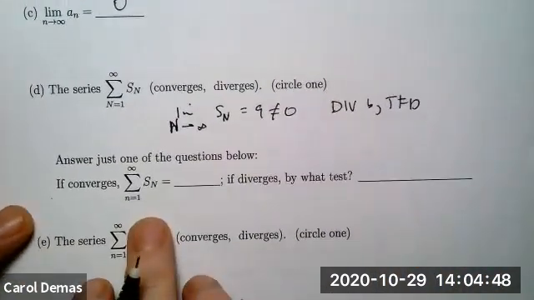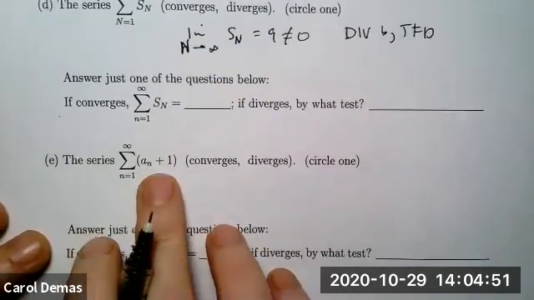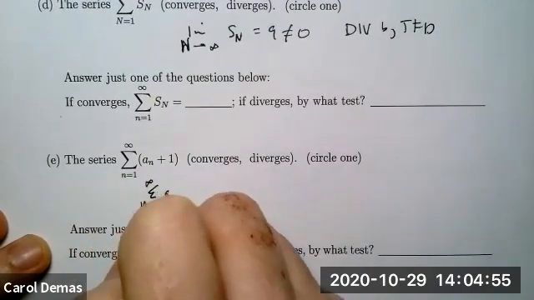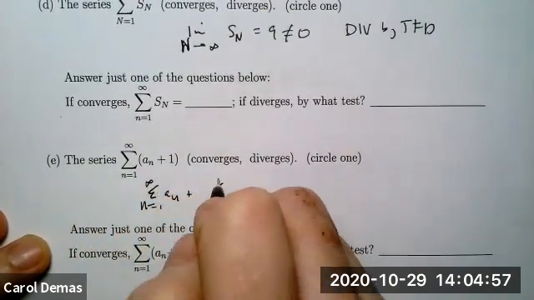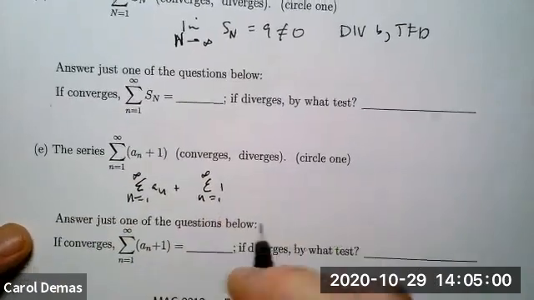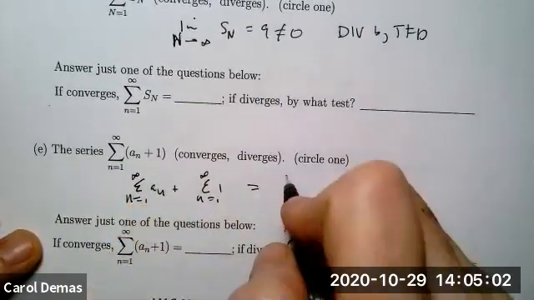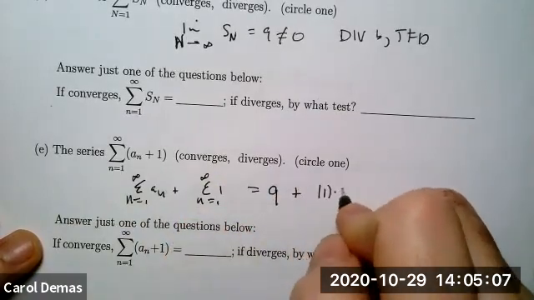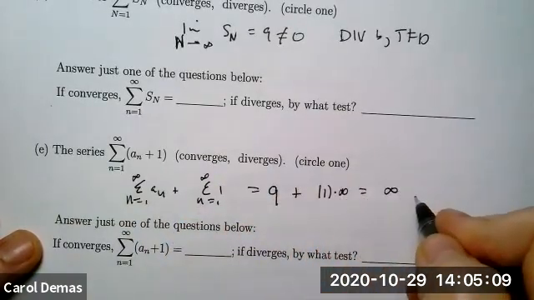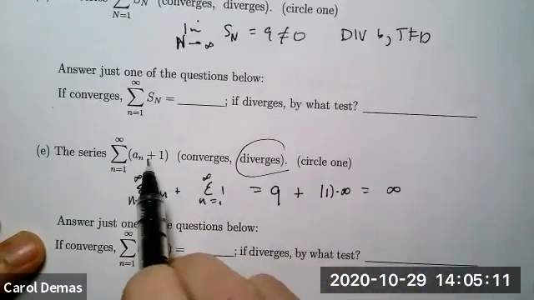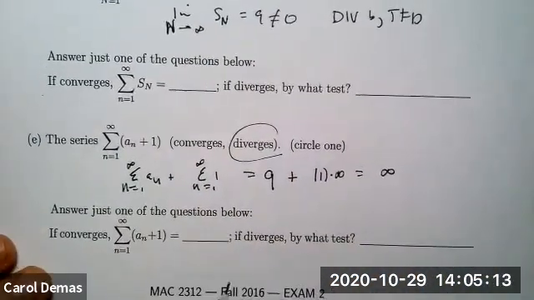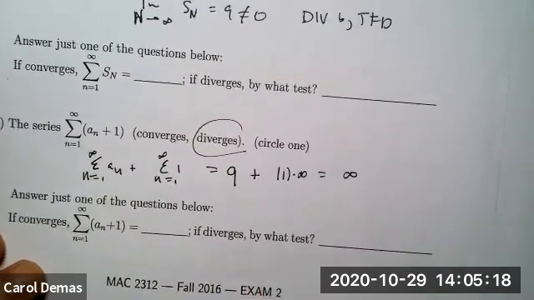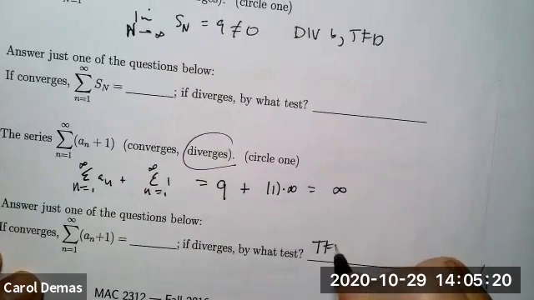Okay, and let's see. What about, we've seen this before. We can write this series as the sum of n plus 1 a sub n plus the sum from n equal 1 to infinity of 1. And we know that the first series is going to give us 9, but the second series is going to be 1 times infinity. So the sum is infinity. And so that compound series diverges. And this will also diverge by the test for divergence.